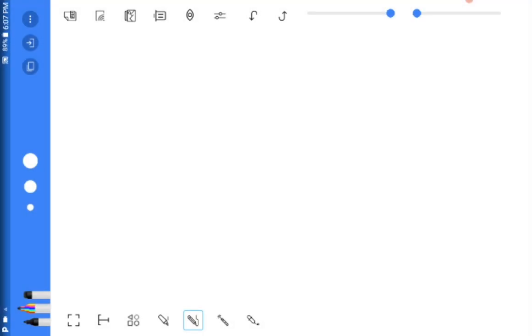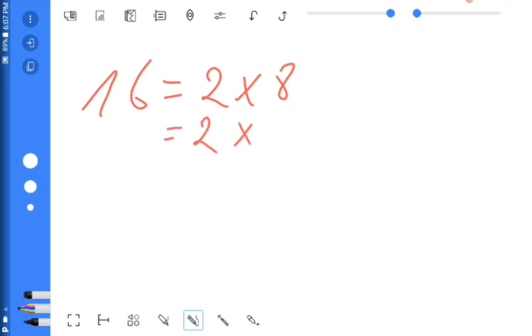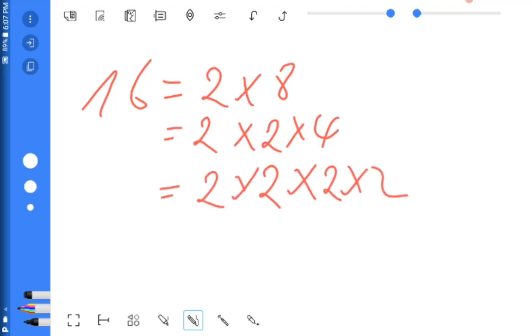We are going to start with a number like 16. If we take a number like 16, this 16 is 2 times 8, which is what? 2 times, this 8 is 2 times 4, which is 2 times 2 times, this 4 now is 2 times 2. So you notice that 16 is the same as 2 raised to the power of 1, 2, 3, 4. 2 raised to the power of 4. And this is your answer.